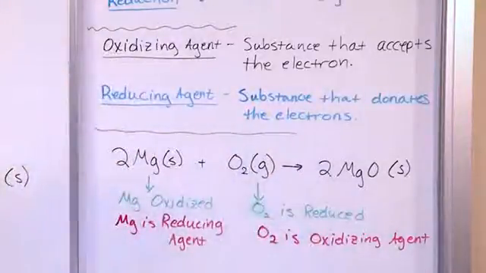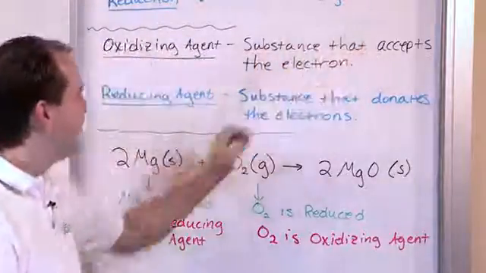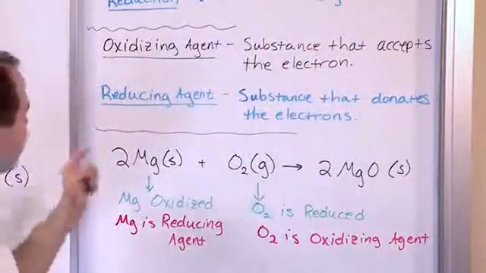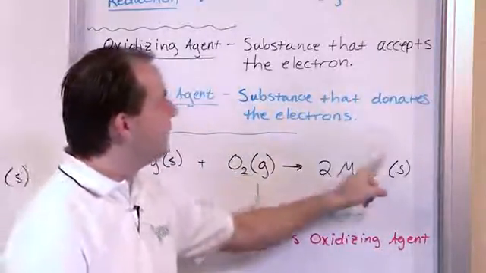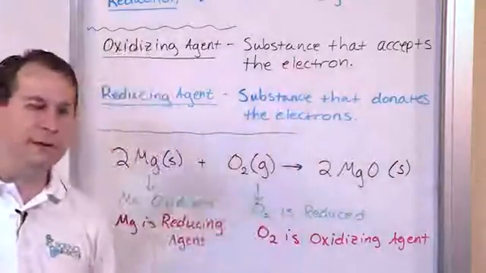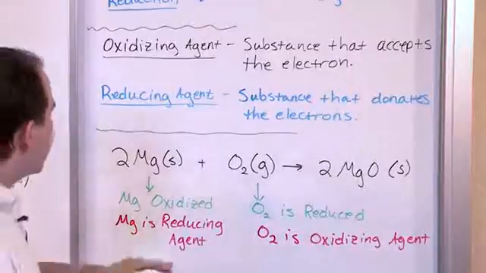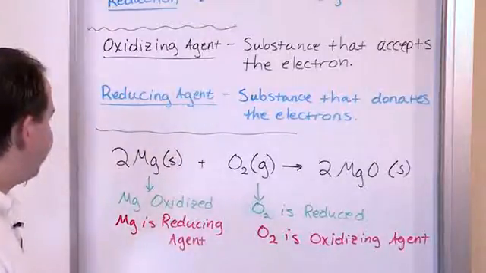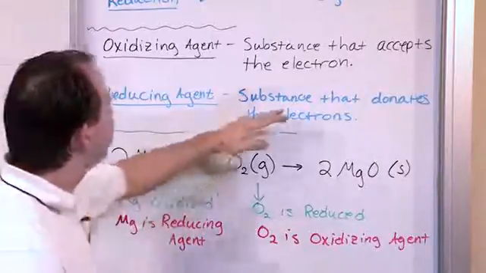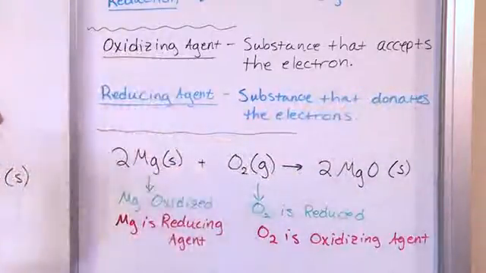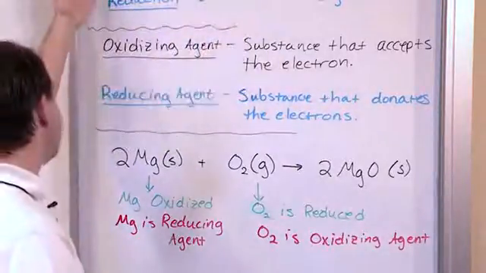But now we can go into the definition and make sure it makes sense. The oxidizing agent is a substance that accepts the electrons in the reaction. We're claiming that this is the oxidizing agent, and in fact we do believe that the oxygen is the thing that's taking in these electrons because it wants to be negative charge in the end. And then we say that this is the reducing agent because magnesium is the substance that is donating these electrons to begin with.